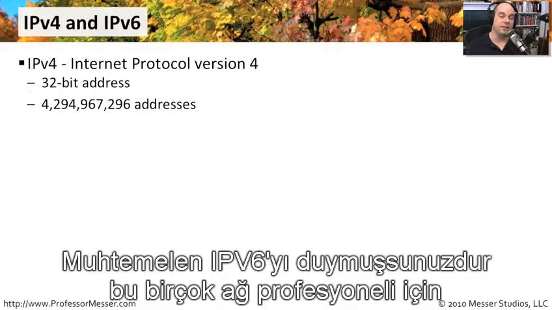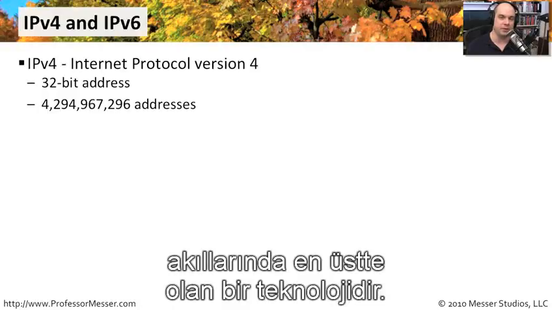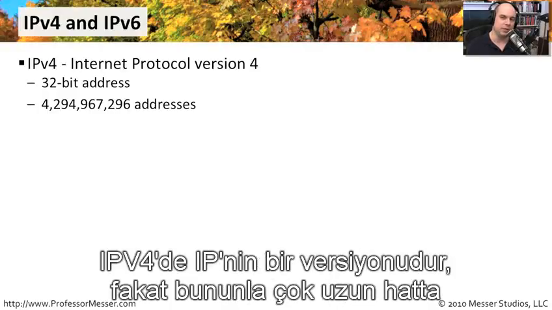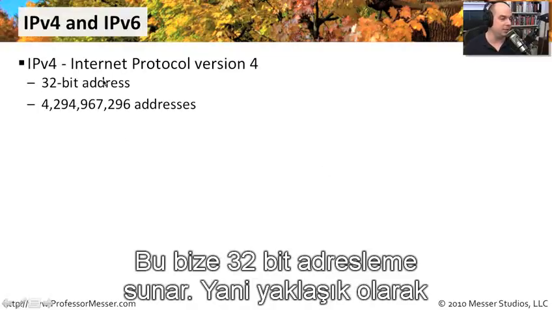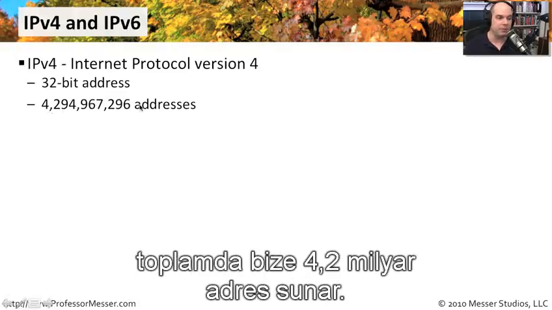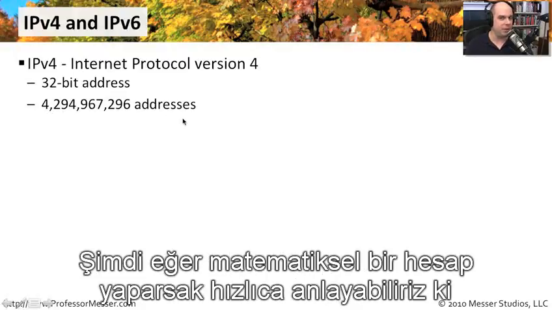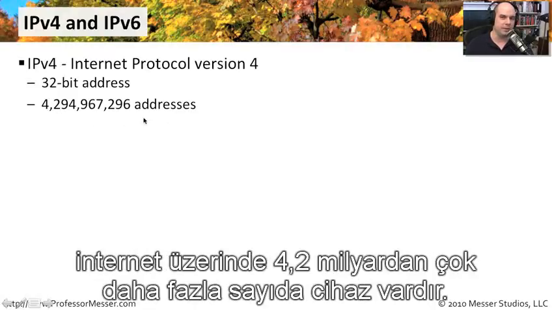You've probably heard of IPv6. It's certainly an emerging technology, and it's on the top of mind for many networking professionals. IPv4 is the version of IP, however, that we've been running for a very, very long time. This 32-bit address space provides us with about 4.2 billion total addresses. Now, if you start doing the math, you can probably figure out pretty quick there's a lot more than 4.2 billion devices out on the internet, and you'd be correct.